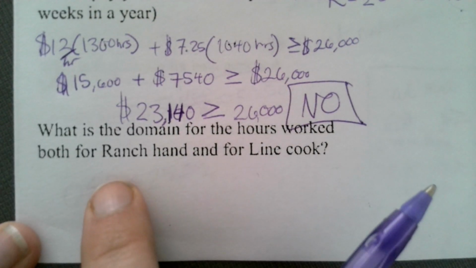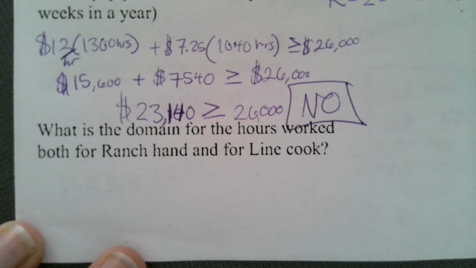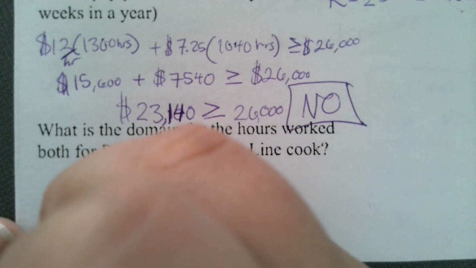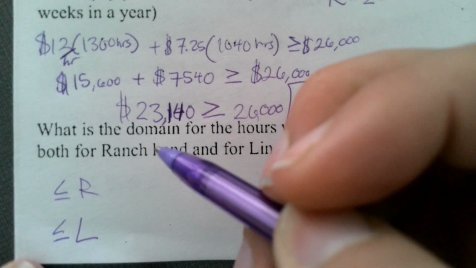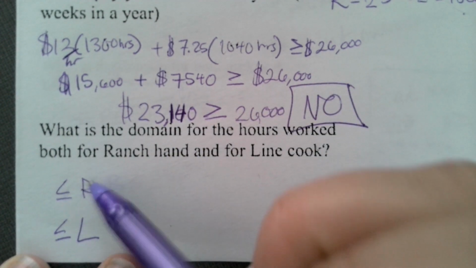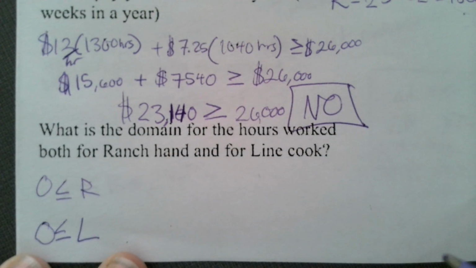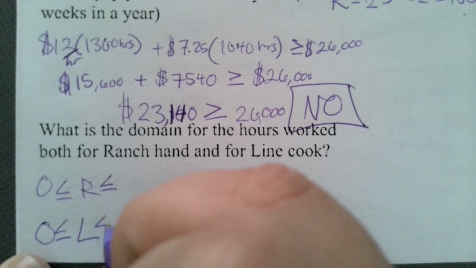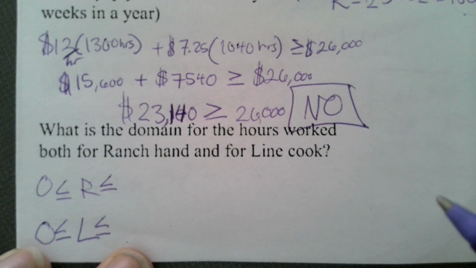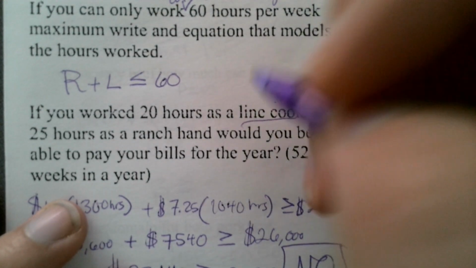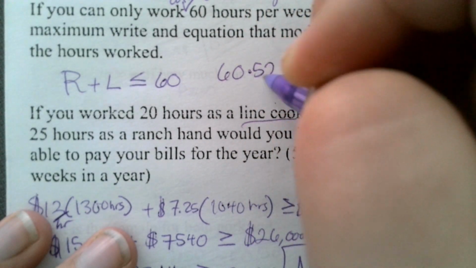Okay, I want you to think about this for a second. What's the least amount of hours I could work as a ranch hand and as a line cook? What's the smallest I could work for one or the other? What if I worked only ranch? How many hours would I work as a line cook? 0. Now, what's the most hours I can work as a ranch hand? How many hours can I work in a week? Basically 60, but we're going to do 60 times 52 because we're talking in years.